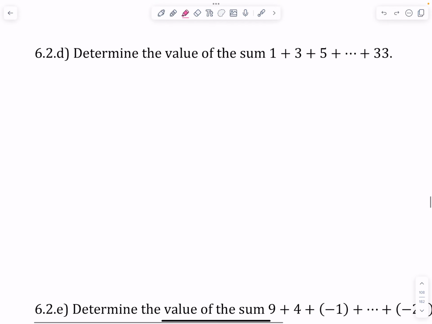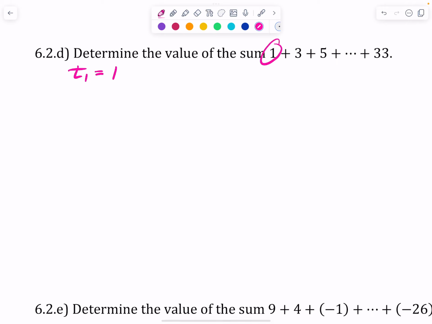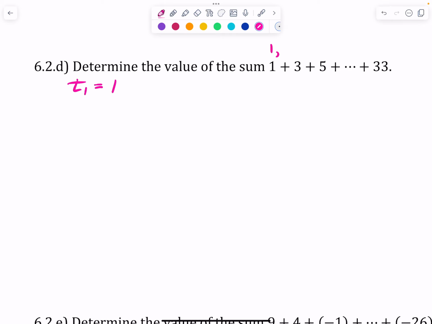In this example, we know for sure that the first term is 1. I see it right there. This is related to the sequence where we have 1, then 3, then 5, then 7, and so on and so forth until we hit 33. So same as that sequence, but we're looking at the series instead. We can tell with all those addition signs. So we know term 1 is 1.